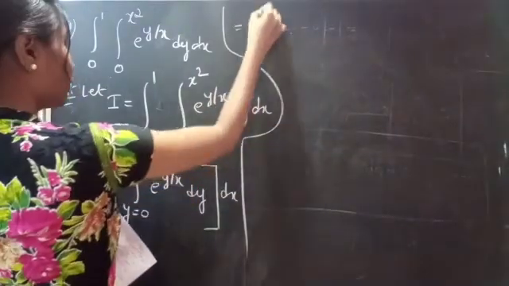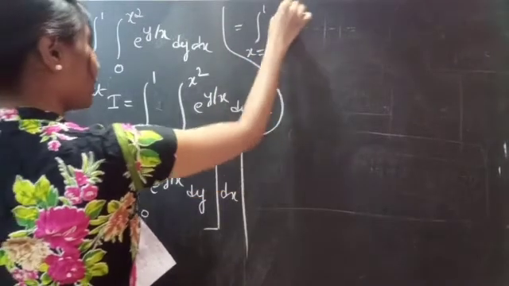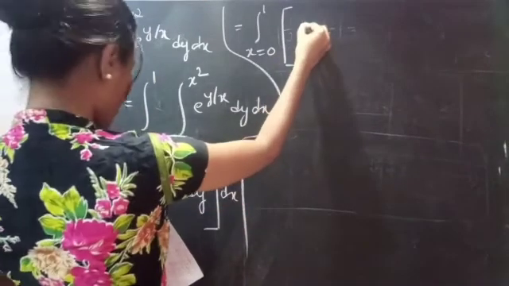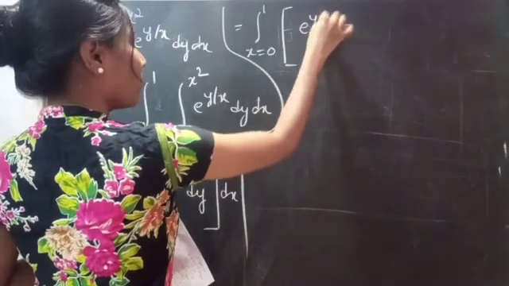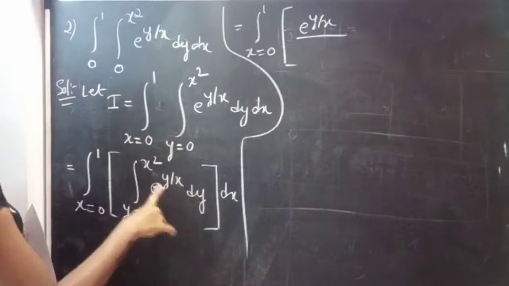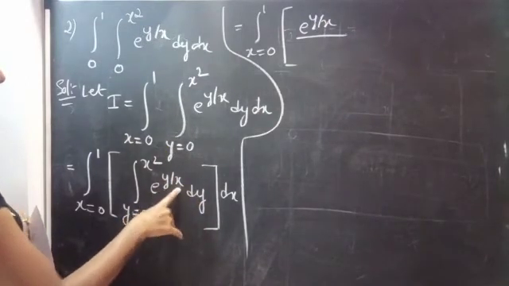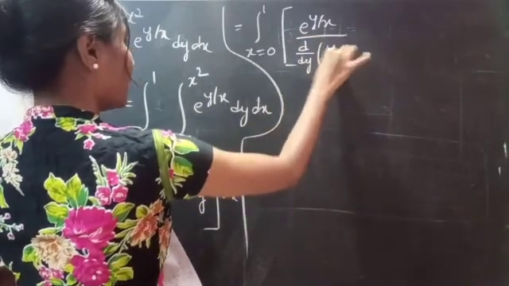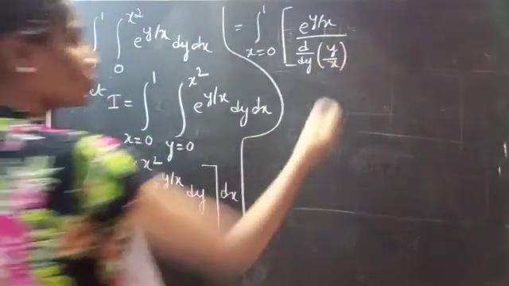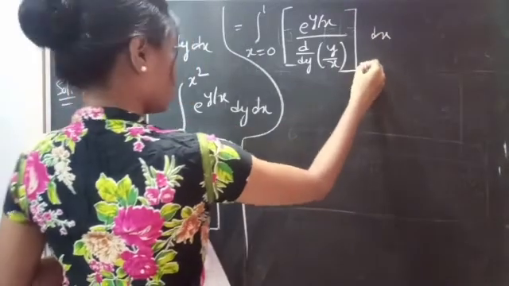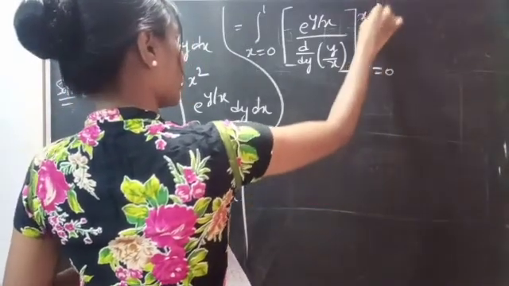which is equal to integral x equals 0 to 1. We know that the integral of e power x is e power x. So this is equal to e power y by x. We are integrating with respect to dy, since in the power you have y by x, so differentiate with respect to y, dy of y by x, into dx. So this is under limits y equals 0 to x square.